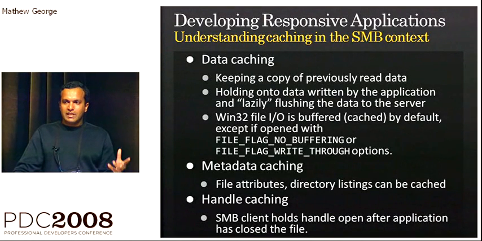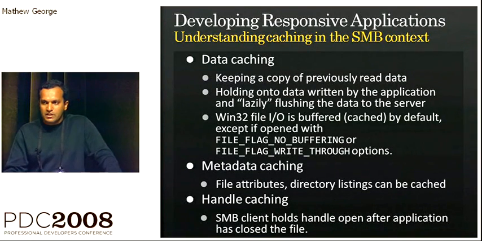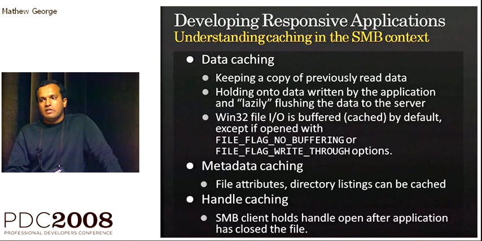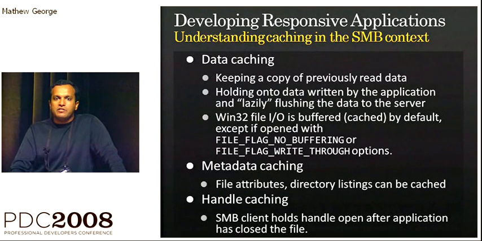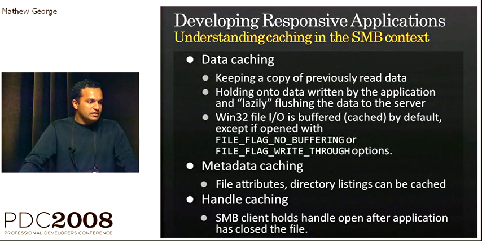So read caching is caching data which is read from the server, keeping it in the client cache, and then serving it out to applications later. And write caching is basically writes done by the application being temporarily stored in the cache and then lazily flushed out to the server. And when you do Win32 file I/O, by default, caching is turned on. So whatever data you read is cached, and whatever data you write is just cached. It's not actually sent to disk immediately. It'll be lazily flushed out to disk.